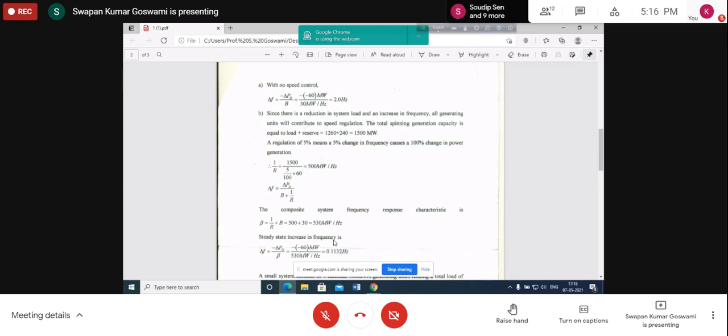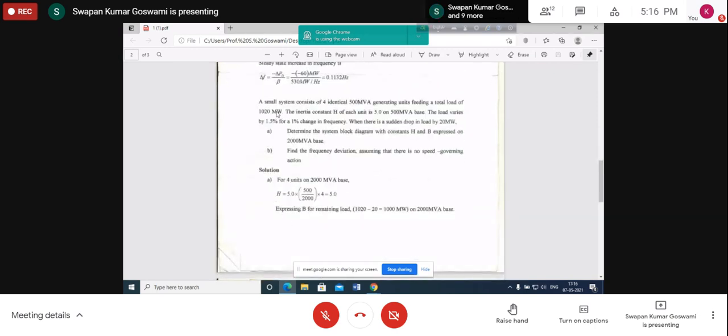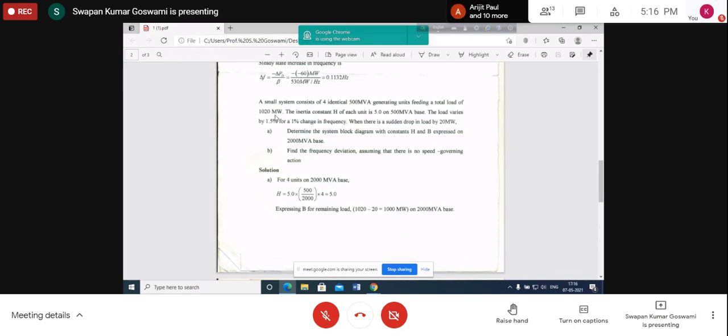All right. Now the last example I shall be discussing here is a small system consisting of 4 identical 500 MVA generating units, because 4 units are running in parallel. All units are identical. Each has a capacity of 500 MVA and the total load is 1020 megawatt. The inertia constant H of each unit is 5 on 500 MVA base.